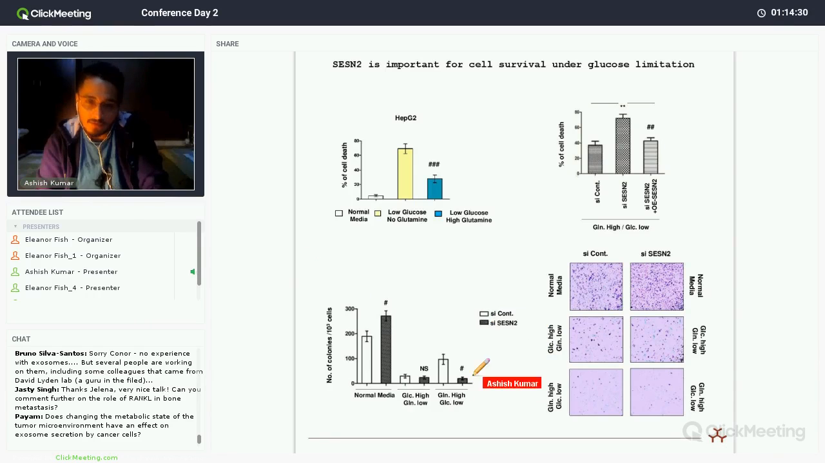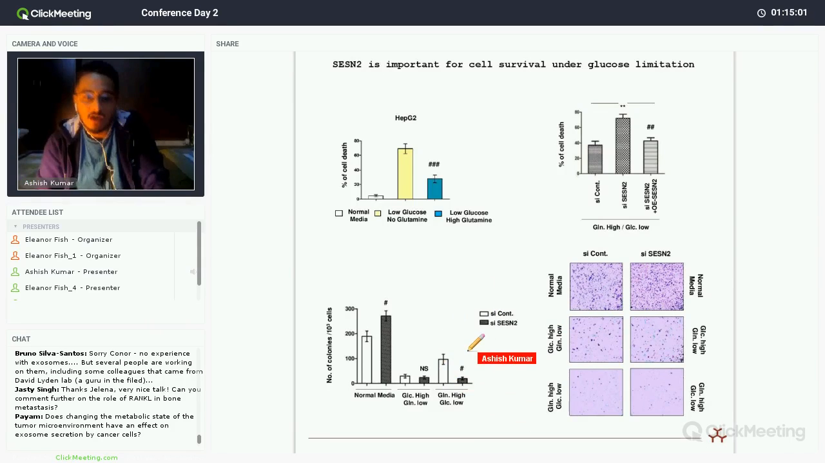Notably, we found that specifically under high glutamine and low glucose condition, knockdown of Sestrin2 was able to decline the colony-forming potential of cancer cells. On the other hand, surprisingly, we found that under normal conditions, knockdown of Sestrin2 was able to increase the colony-forming potential. This shows that the function of Sestrin2 is very specific as per availability of different metabolites.